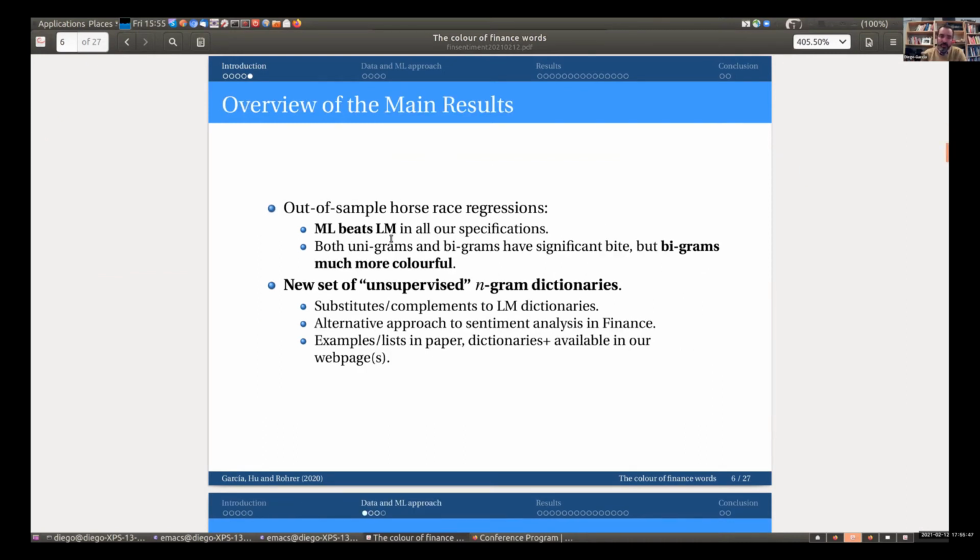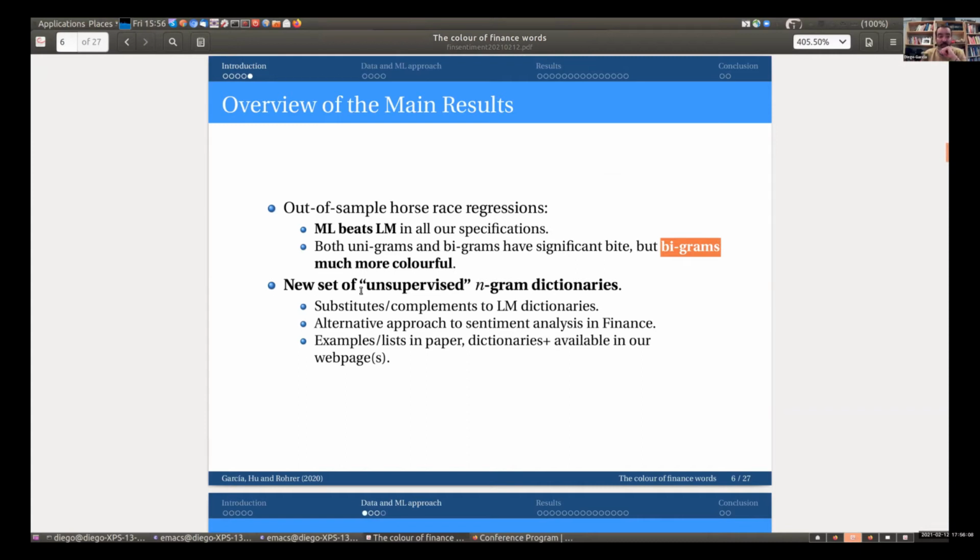Main results, I already mentioned, the machine beats the humans. Both words and bigrams have bite, and I'm going to try to show you the results for this, but bigrams are so much better. Disambiguating English words is actually very important. I'll give you a few examples as we move forward.